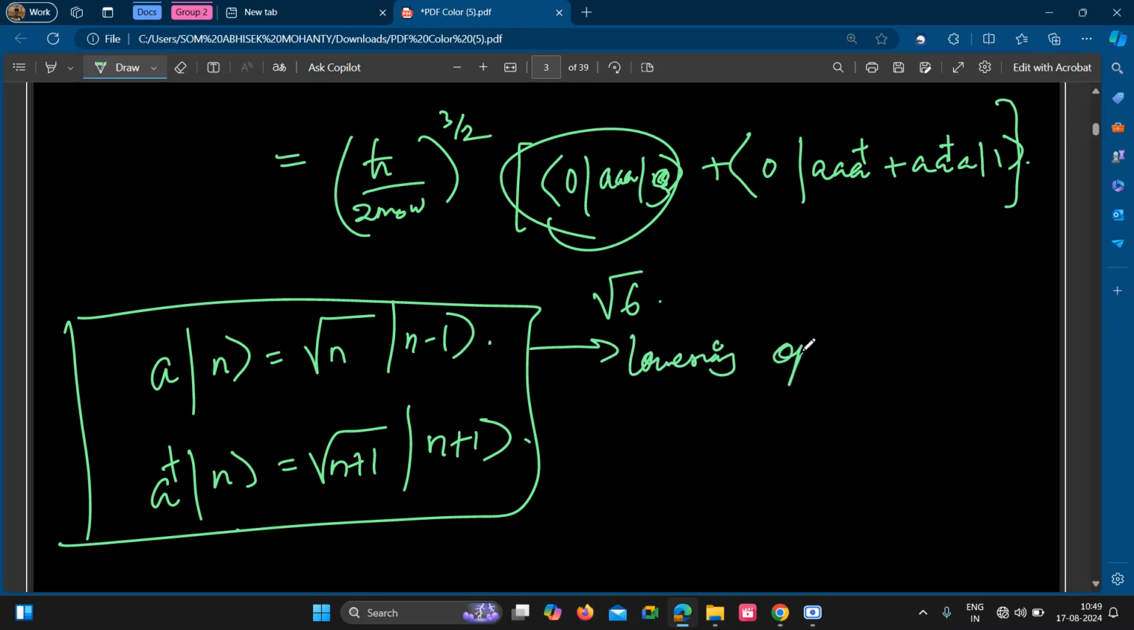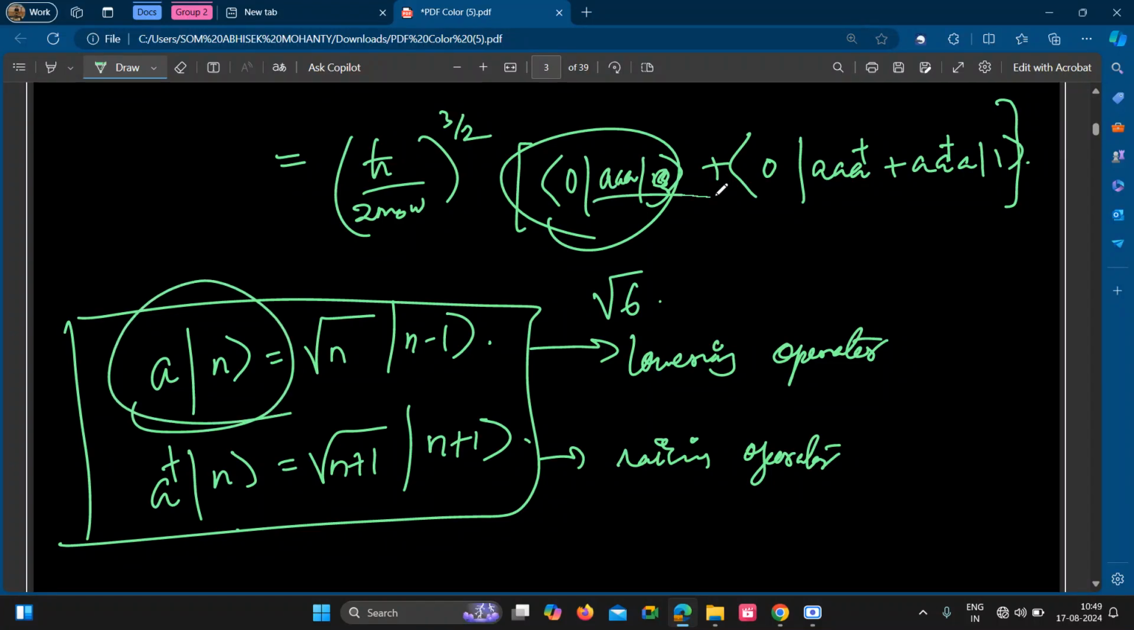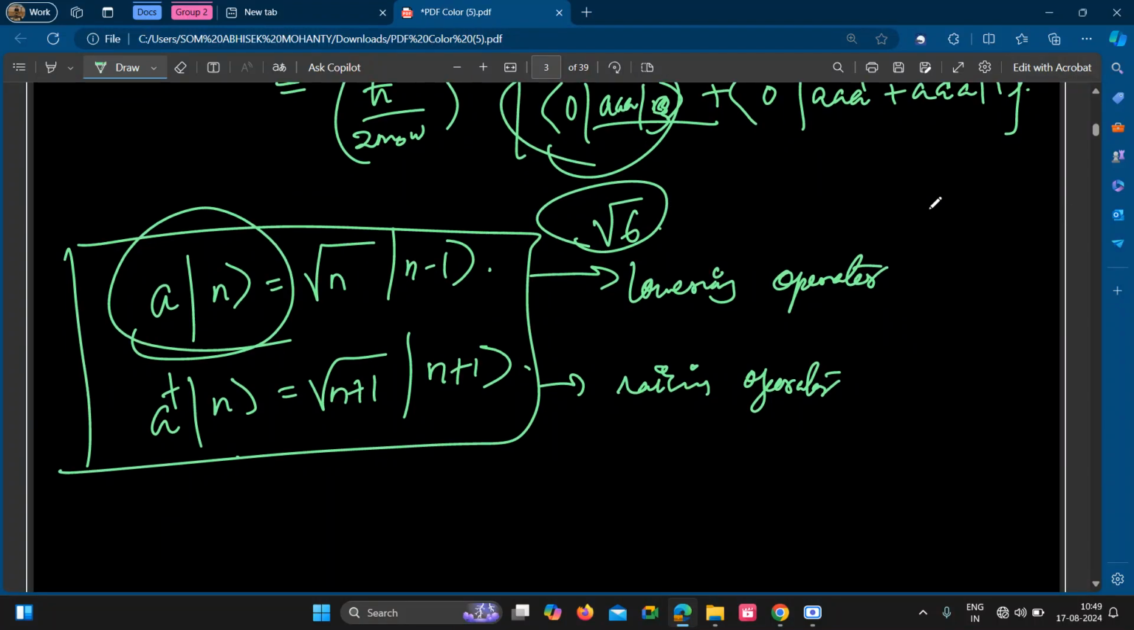The lowering operator. This is the raising operator. You have to remember these two in the harmonic oscillator. So if I use it 3 times on 3, I will get root 6. And the other one, if I do, I will get 0.